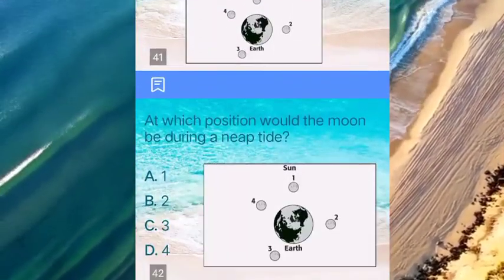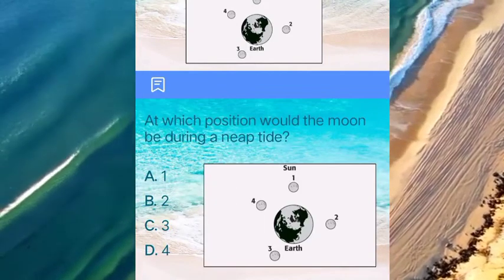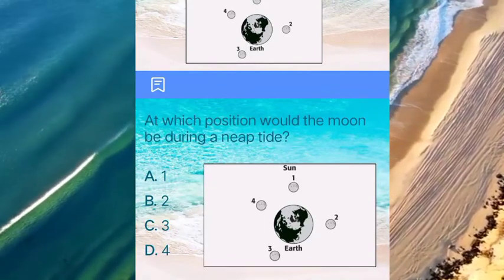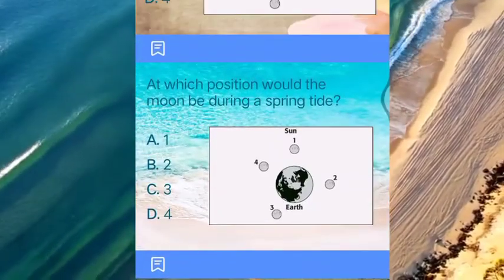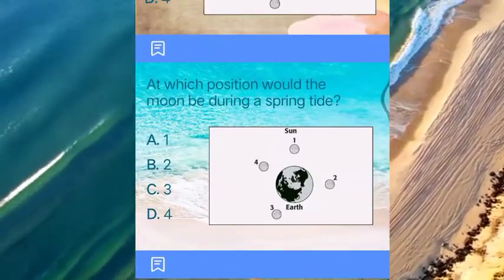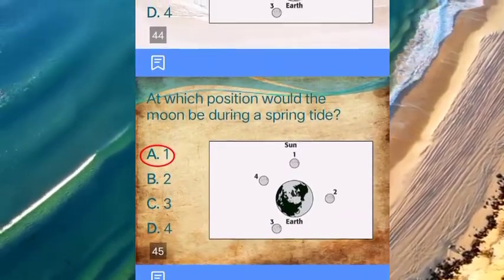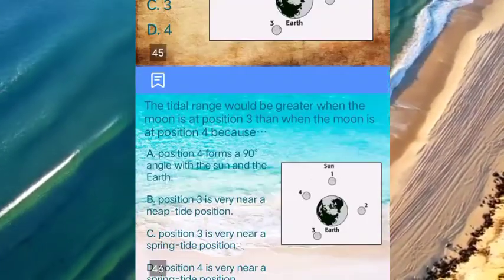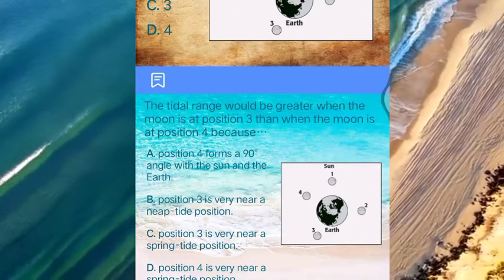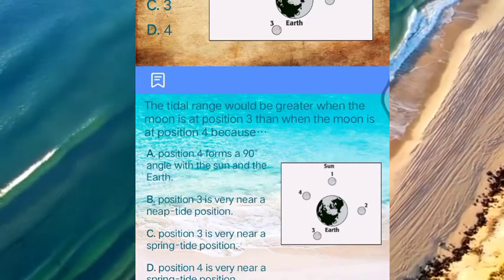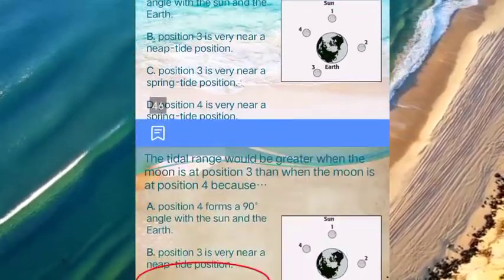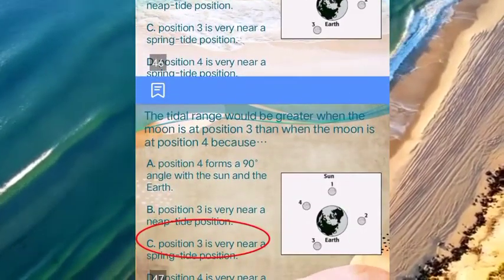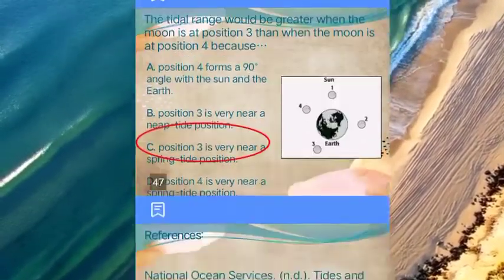At which position will the moon be during a neap tide? The answer is 2. At which position will the moon be during spring tide? The answer is 1. The tidal range will be greater when the moon is in position 3 than when the moon is in position 4, because position 3 is very near a spring tide position.